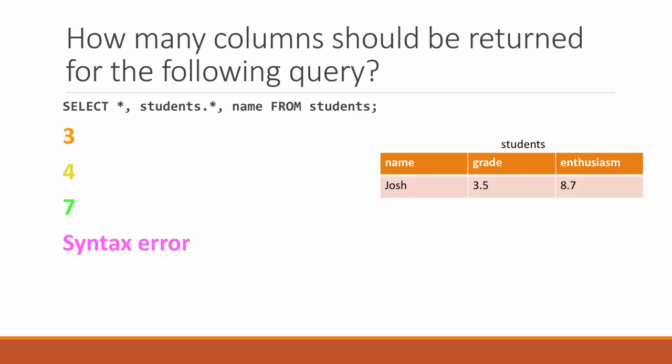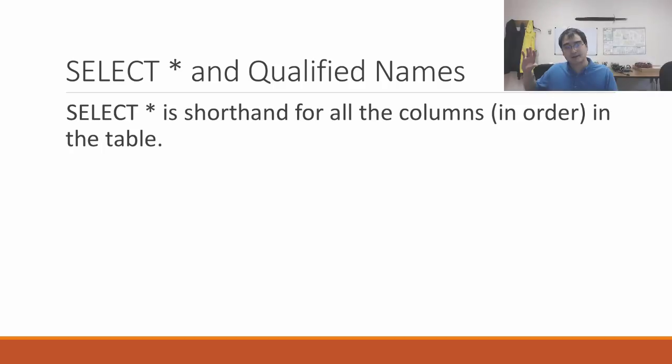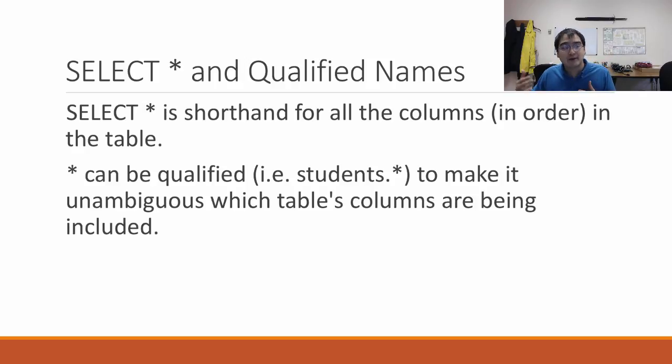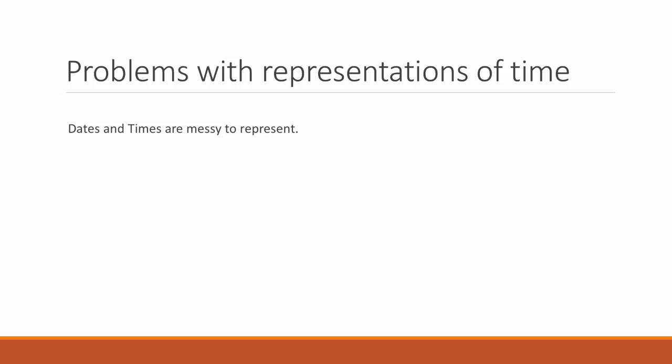This is especially important because in your GitHub turn-in projects, you'll be needing to parse select statements that can have stars, qualified stars, as well as just using the column names from the table you're given. So make sure that you're comfortable with the star operation, as well as how to return multiple columns from a database. All right, so once again, select star is shorthand for all of the columns there. It could also be qualified with the table name to make it unambiguous as to exactly what columns from which tables you care about. Okay, so now let's go to the main topic, that of representations of time.